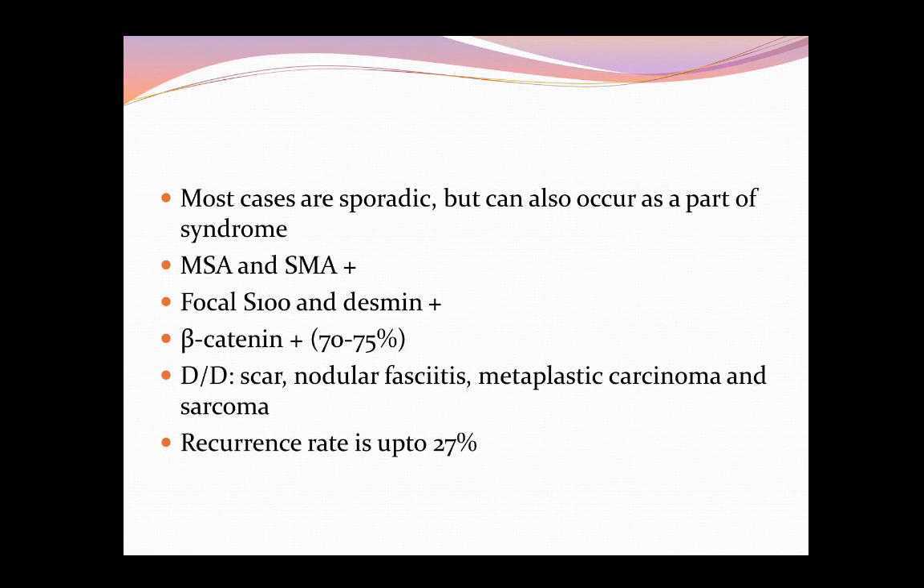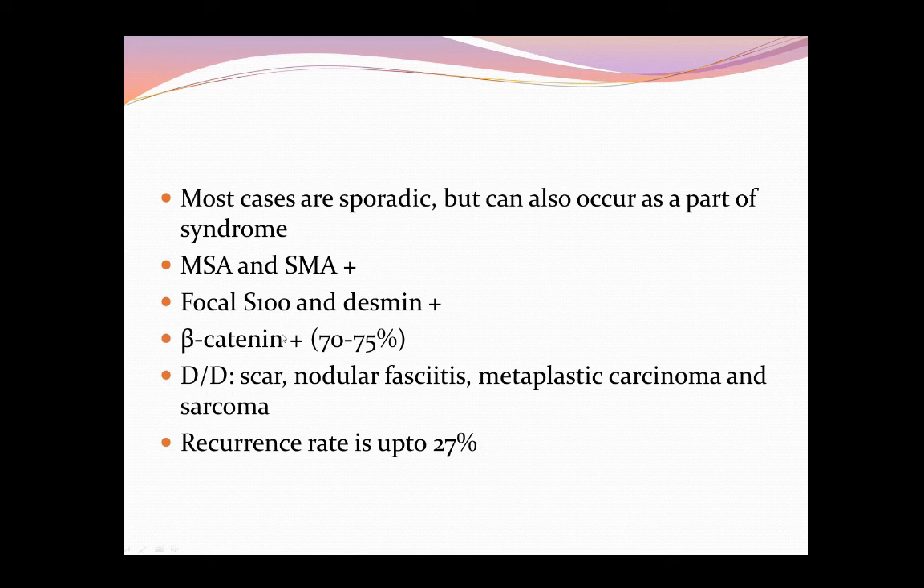Most of these cases are sporadic in the breast, but they can also occur as a part of a syndrome, like familial adenomatous polyposis, hereditary desmoid syndrome, or Gardner syndrome. They are positive for muscle-specific actin and smooth muscle actin. They can have focal S100 and desmin. The beta-catenin is positive in 70 to 75% of the cases.